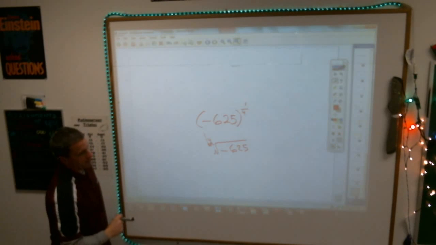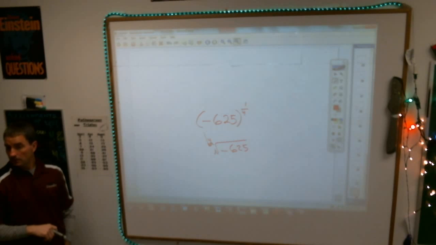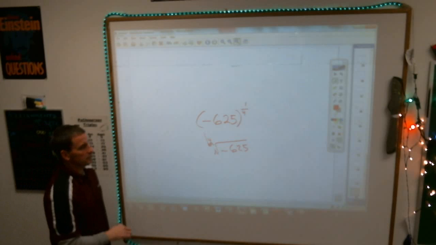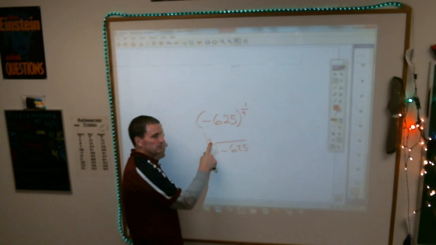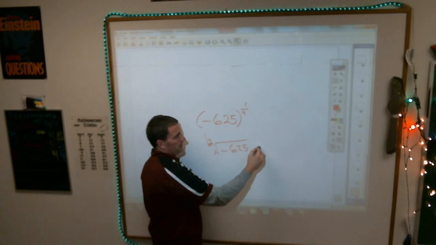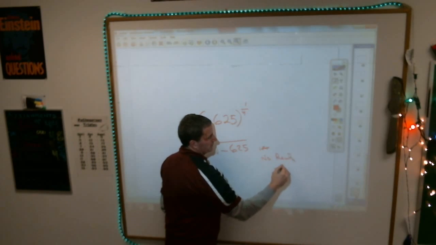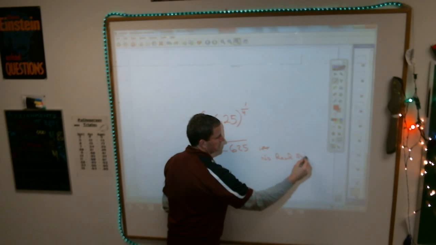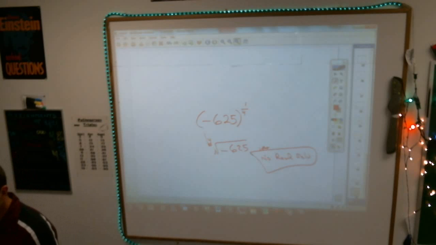Please don't spend a lot of time on this, because it's irrational. You cannot have the 4th root of a negative number. It's an even root. You can't have it. Actually, the book says no real solution.